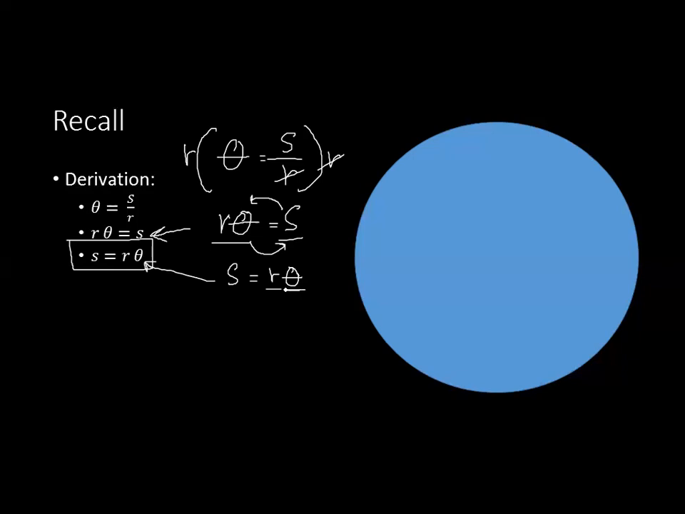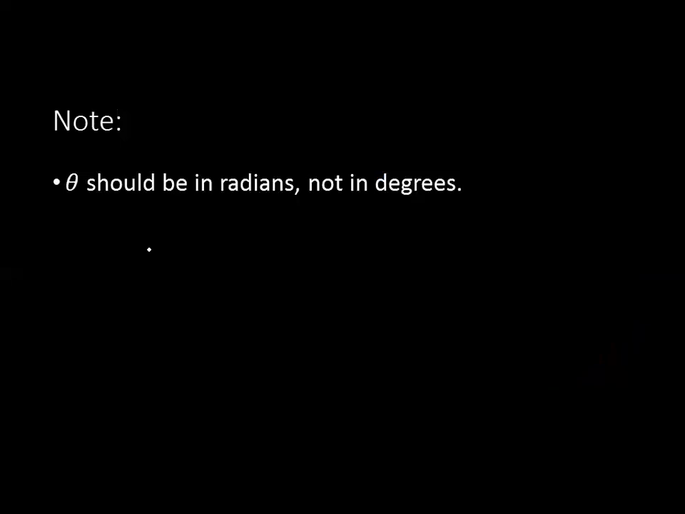So that's it. However, there's one thing that you need to know. Before you proceed to substituting any given value in this formula, theta should be in radians, not in degrees. All right? It should be in radians, not in degrees. Why though? Why is it that theta should be in radians?